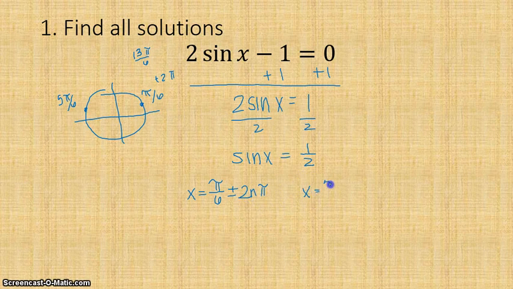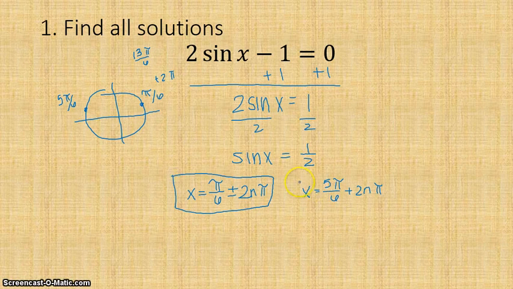I also have to do the same thing with my 5 pi over 6. So I have pi over 6 plus or minus 2 n pi, and 5 pi over 6 plus or minus 2 n pi. And those are my two answers for the first one.